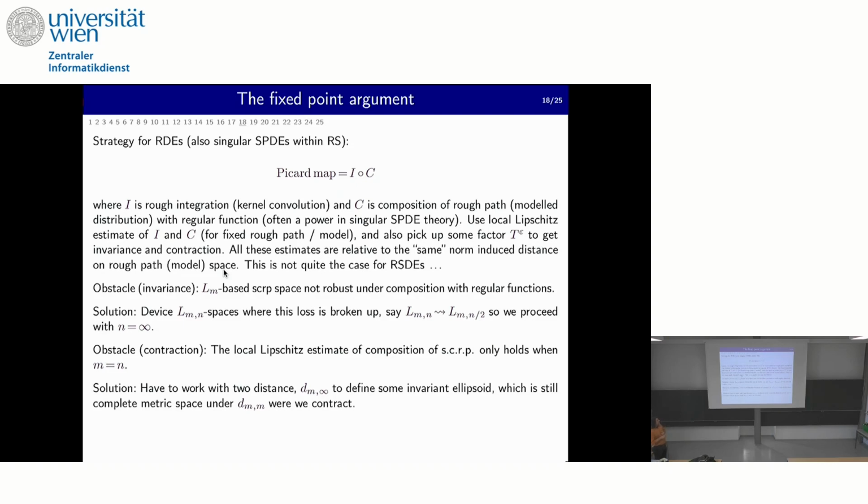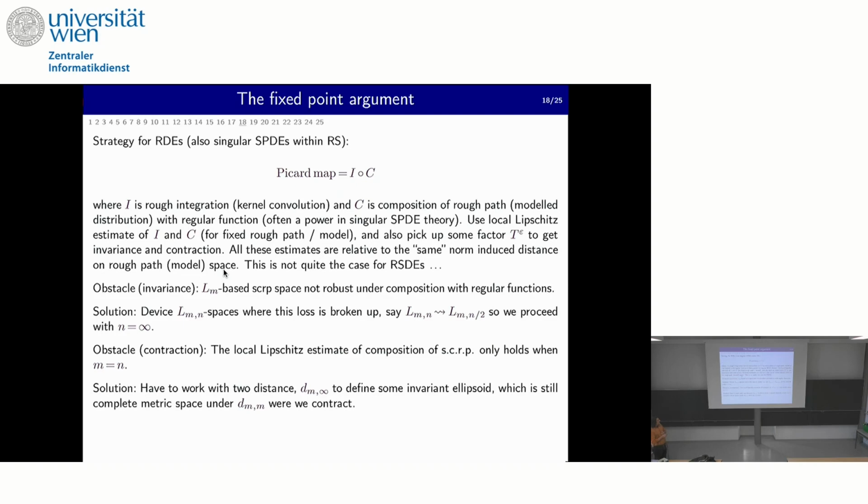There are some obstacles here. You wouldn't voluntarily start to work with these mixed moment spaces. If you just say, okay, let's do an L2 theory or LM, then you run into the immediate problem that these stochastic controlled rough paths on this LM scale are not stable under composition. This is very annoying. So there's no way you can close any loop. You lose and lose and lose.